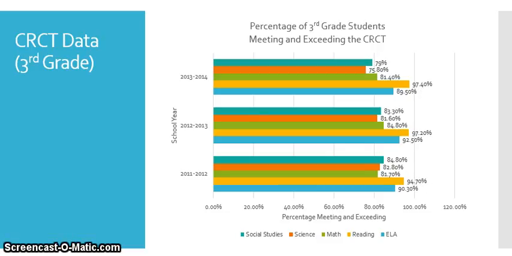Now we'll just look at our 3rd grade student performance. This bar graph shows the percentage of students who met or exceeded on the CRCT over the past 3 years, and it has all of the subjects listed. The key at the bottom shows you the colors that represent each subject.